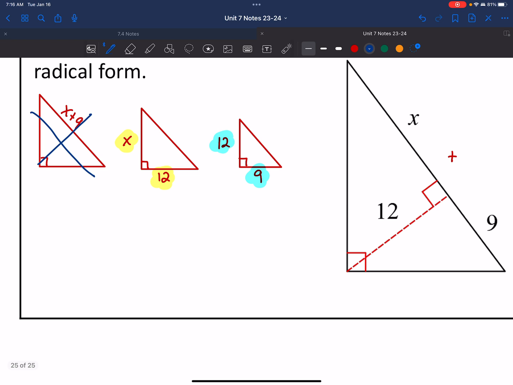And so if I'm creating a proportion, I can say x over 12 equals 12 over 9. Cross multiply. 9 times x gives me 9x. 12 times 12 is 144. Divide by 9 on each side. And so x is going to equal 16.